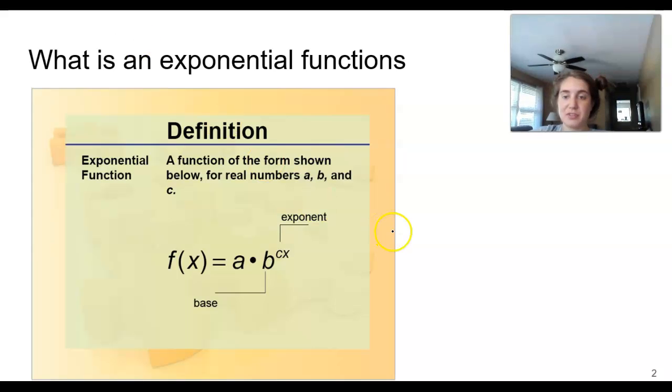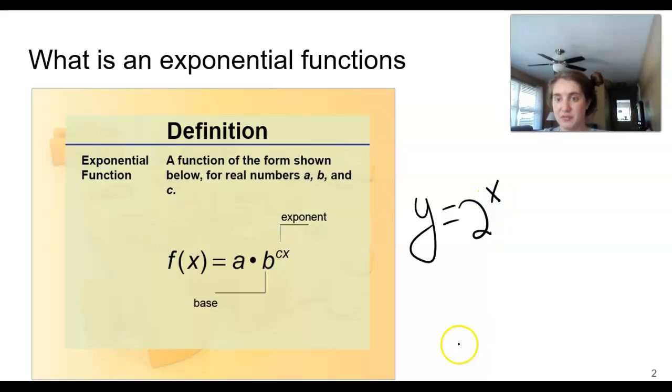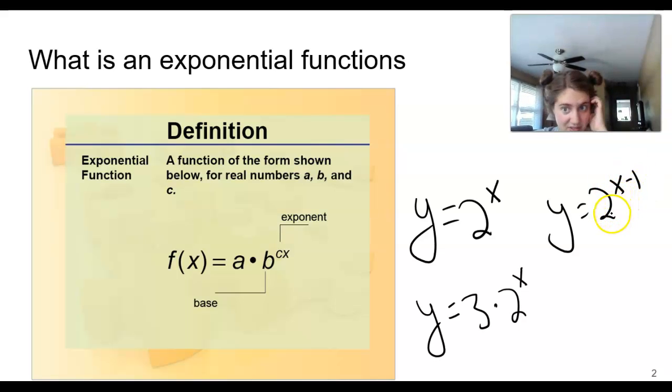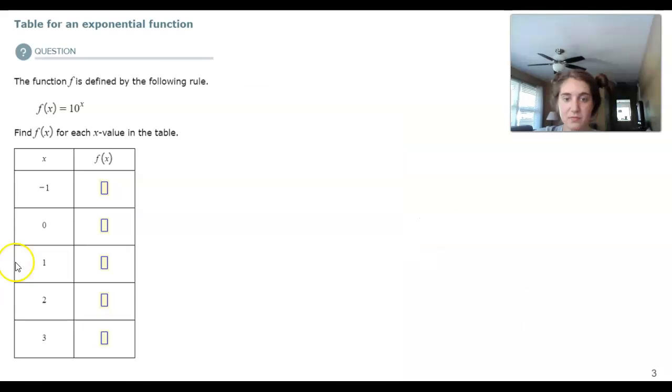Some examples of what this may look like: my x is an exponent. My x is still an exponent. If I added an x there, my x is still an exponent. So this is just a basic definition of an exponential function. Now we're going to go ahead and practice inputting into the exponential function.